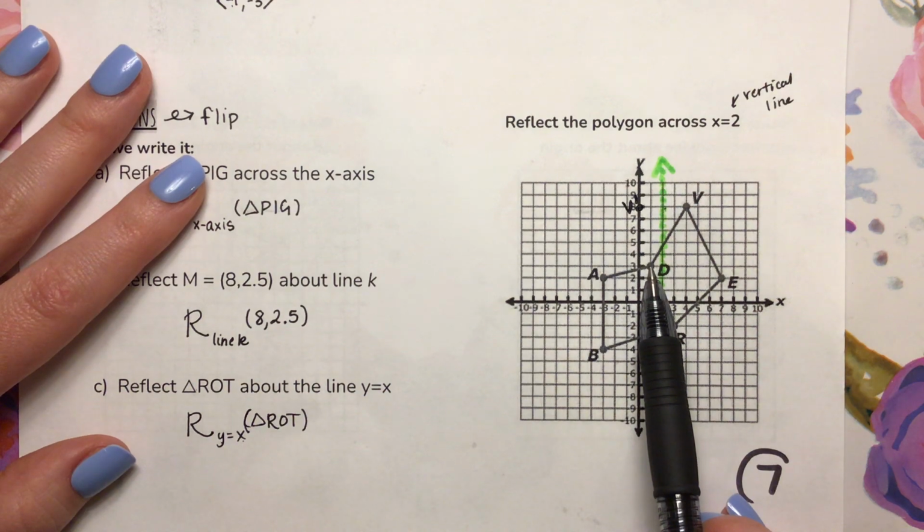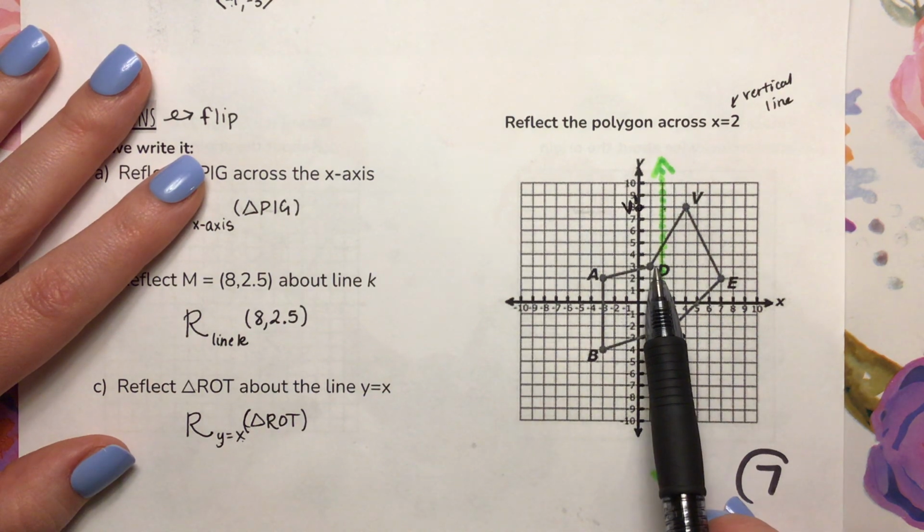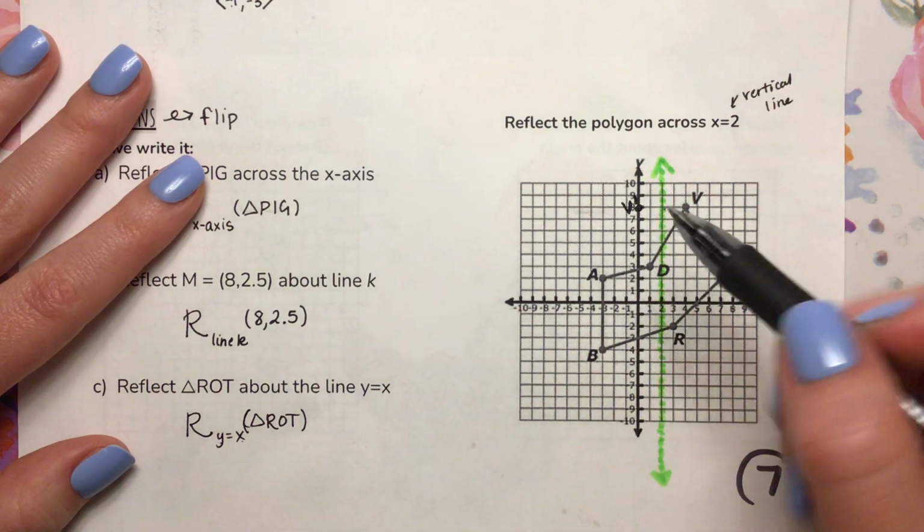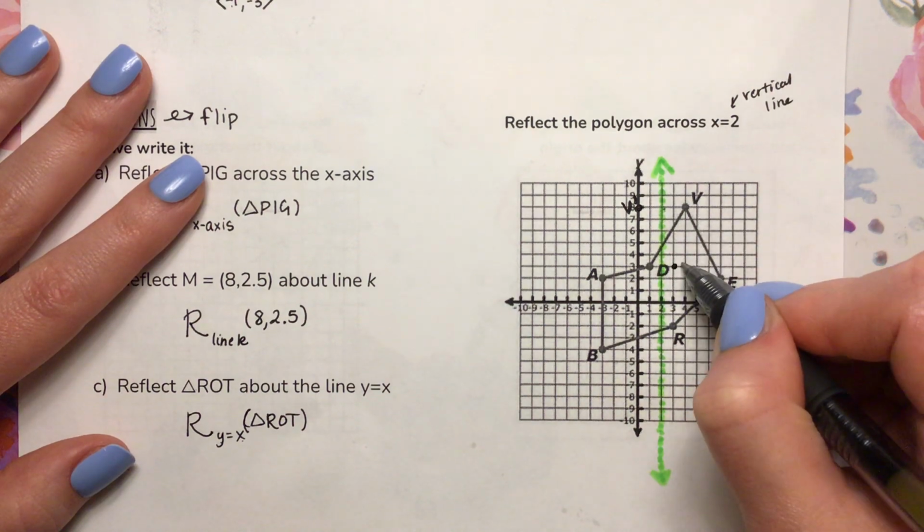D is 1 away on the left side of the green line, so it needs to be 1 away on the right side of the green line. So here is D prime.